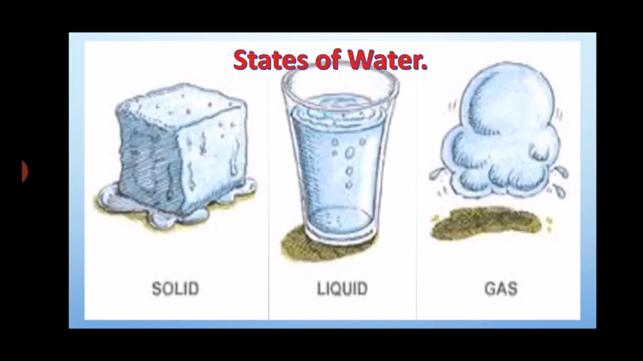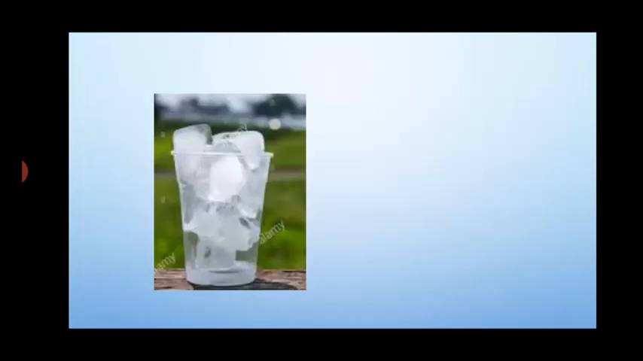Okay, so what is the solid state called? It is called ice. What is the liquid state called? It is called water. And what is the gaseous state called? It is called water vapor. Okay children, so I hope this idea of the different states of water is clear to you all. Now let us look at how these states can interchange. The states keep on changing children. So let us see how that happens.